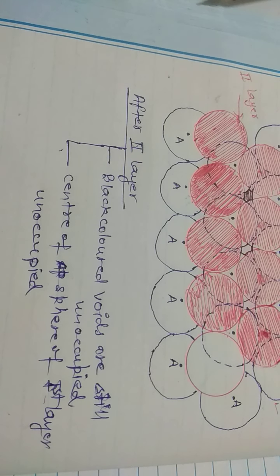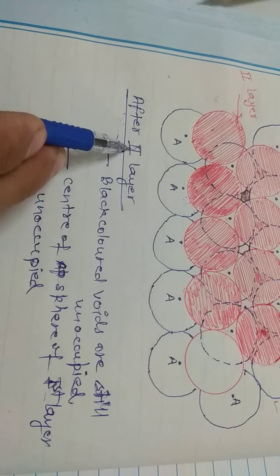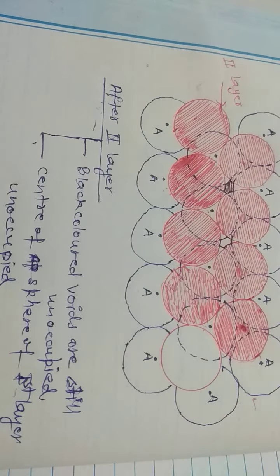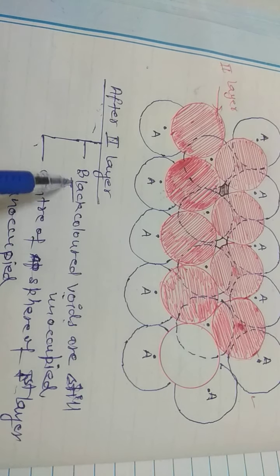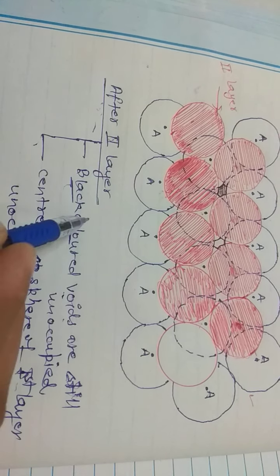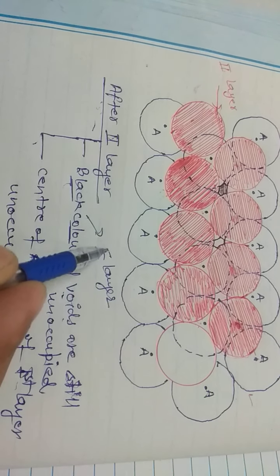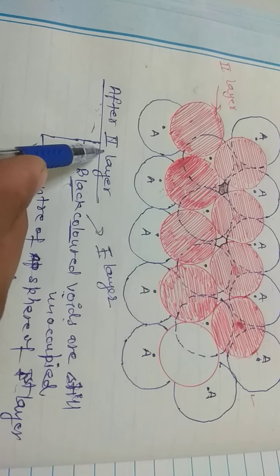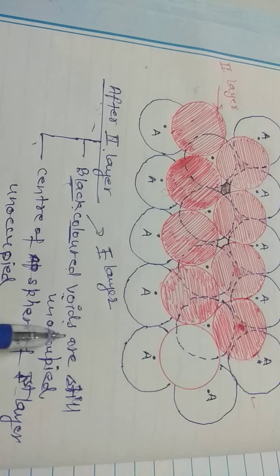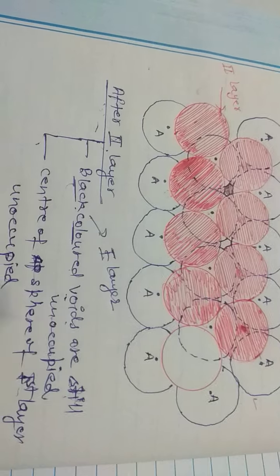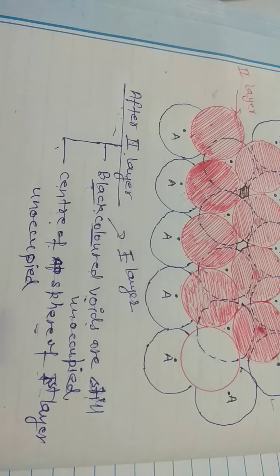So class, this is the limitation now. After the second layer we again have two kinds of void. The first one is the black colored, which was also present in the first layer, because by the second layer we occupied only the red colored void. So now the black colored void is still unoccupied. The second one is the center of the sphere of the first layer, which is unoccupied.